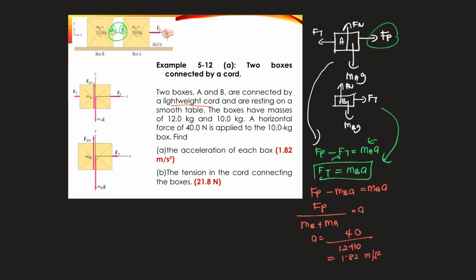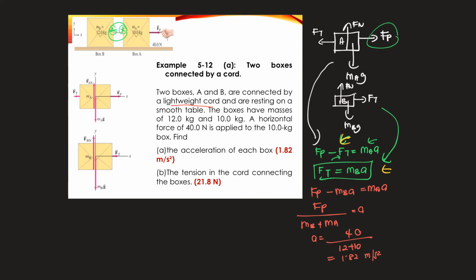So you can actually use the first one. You can use box A, or you can use box B, because both have the same tensional force for a cord or rope that doesn't have any mass. If, for example, your cord or rope has a mass, then your tensional force is going to be different.